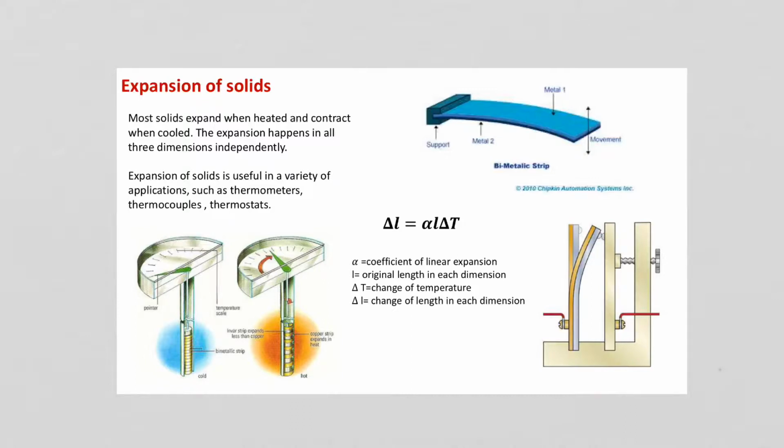So the formula that describes the change in length due to temperature change is shown here, where delta L is the change in length, alpha is the coefficient of linear expansion, L is the original length of the solid, and delta T is the change in temperature.